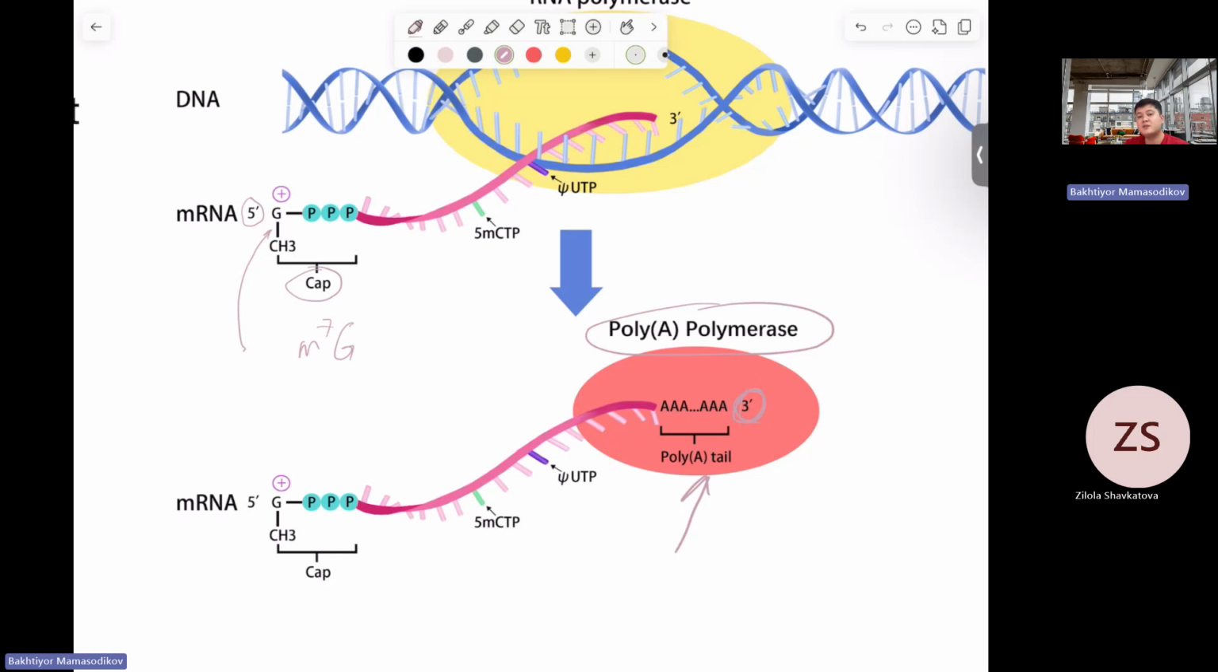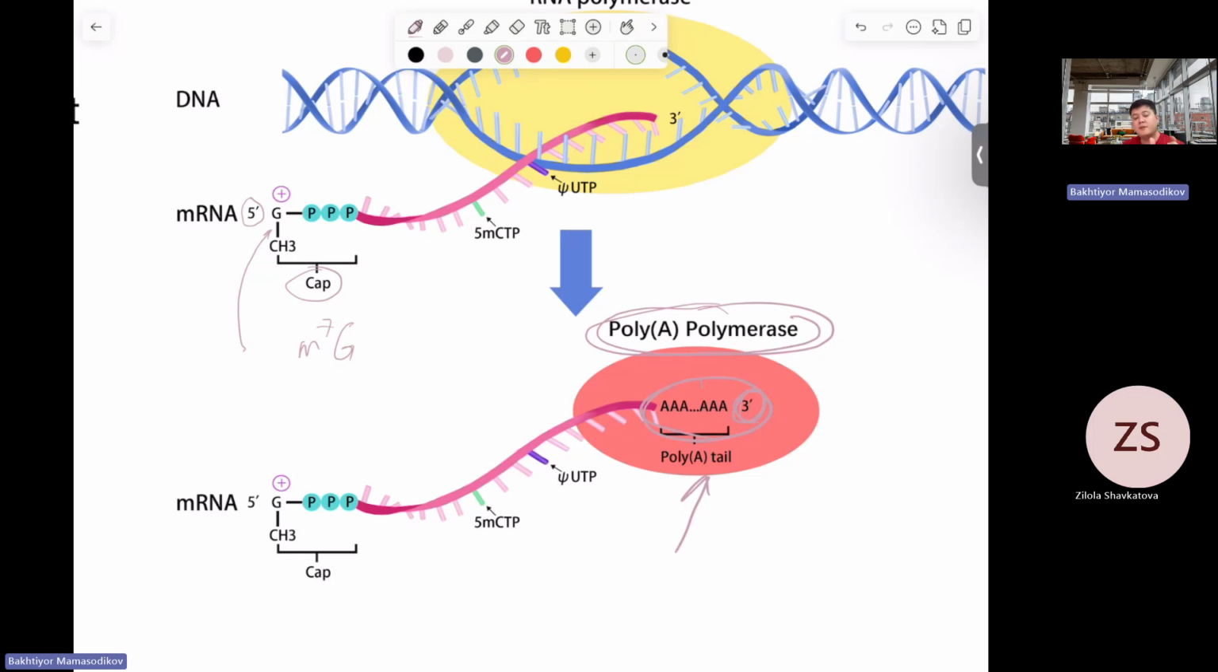It helps with export from the nucleus. Okay, so it helps to export from the nucleus. These poly A tails are exporting this RNA molecule from the nucleus to outside. It's like a ribbon tail on your RNA, so it doesn't fall apart in the cytoplasm. Okay, so it controls how long RNA survives in the cell also. These are the purposes of the poly A tails.